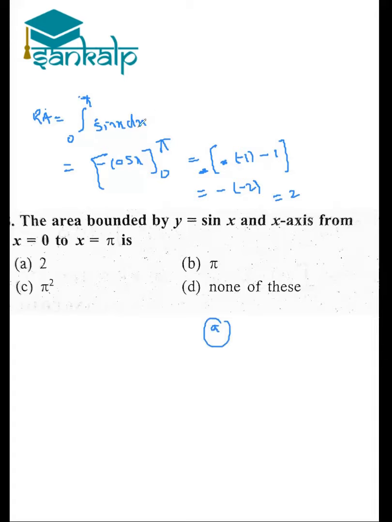So first we need to use the formula: required area is the integral from 0 to pi of y dx. The value of y is sine x. Integrate it and substitute the limits, and we get the answer as 2 square units.